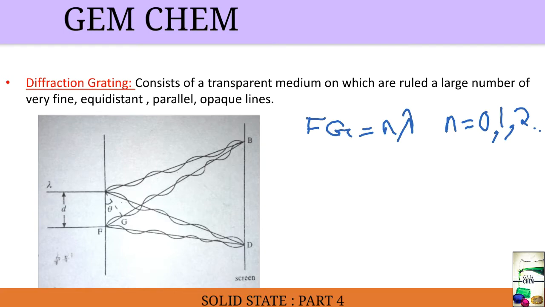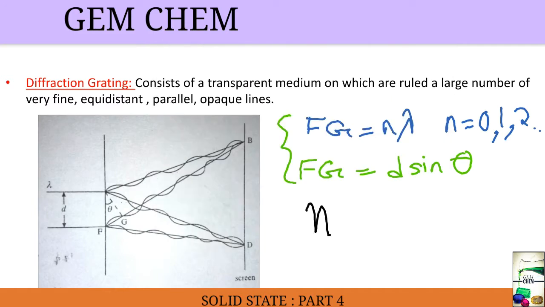Now from this diagram, we can write that Fg is d sine theta, because this part is d. So this one will be d sine theta. So it can be written as Fg equals d sine theta. When we compare this, the resultant which comes is n lambda equals d sine theta.